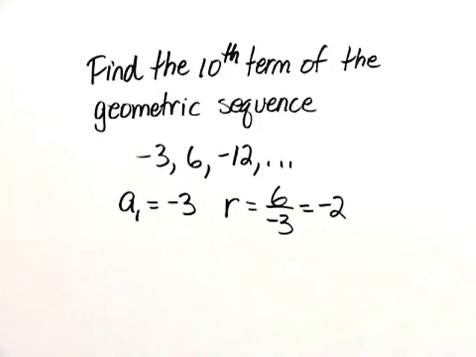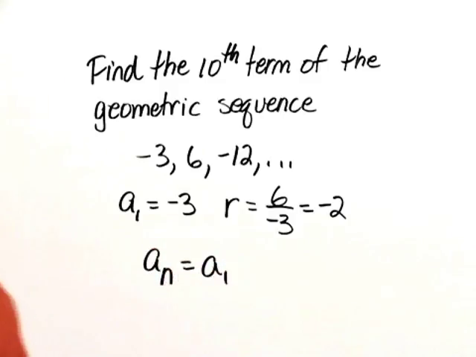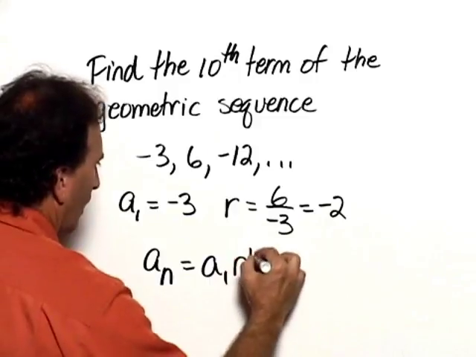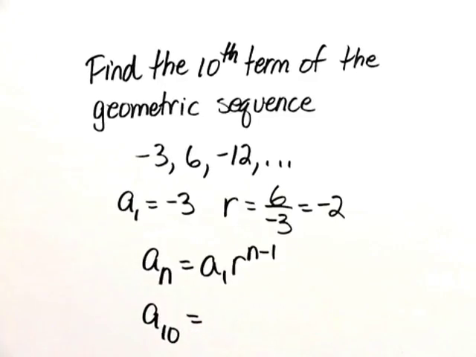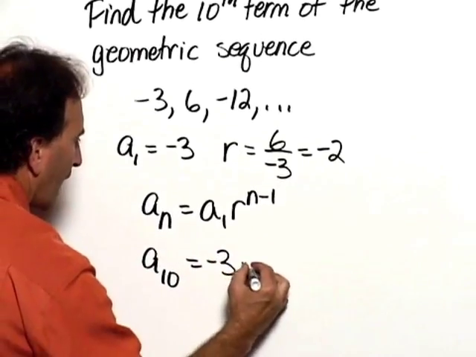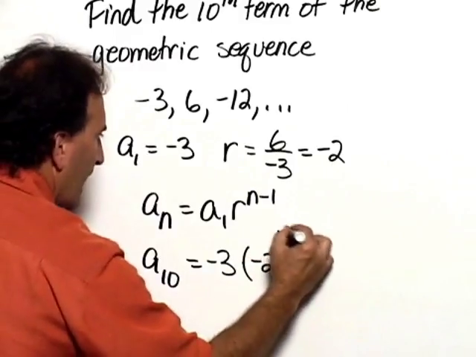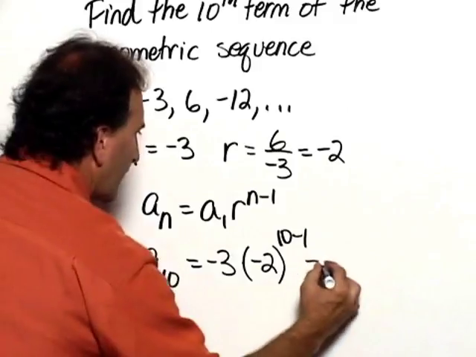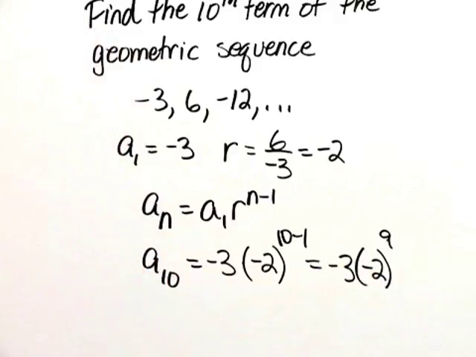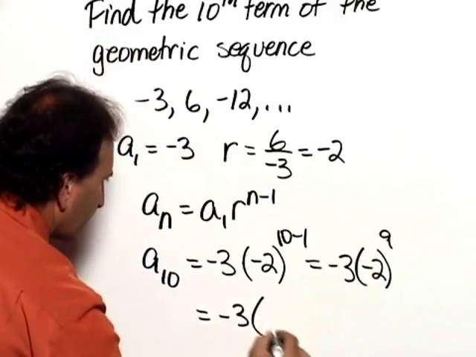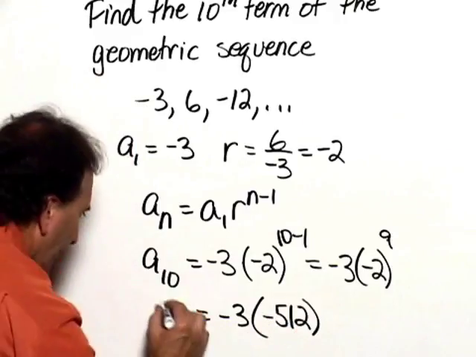We're interested in the 10th term, so our formula, a sub n is equal to a sub 1 times r to the n minus 1, and we want a sub 10, so that would be equal to -3 times -2 raised to the 10 minus 1. So that's equal to -3 times -2 raised to the power 9. That's equal to -3 times -512. And that's a sub 10.